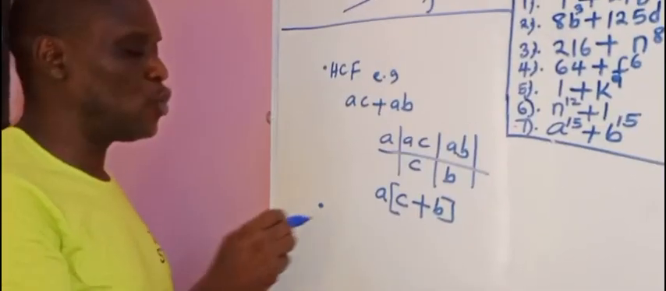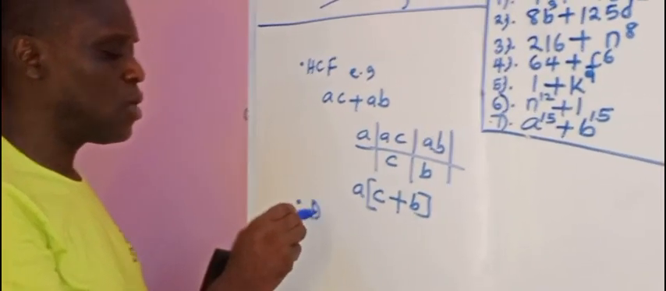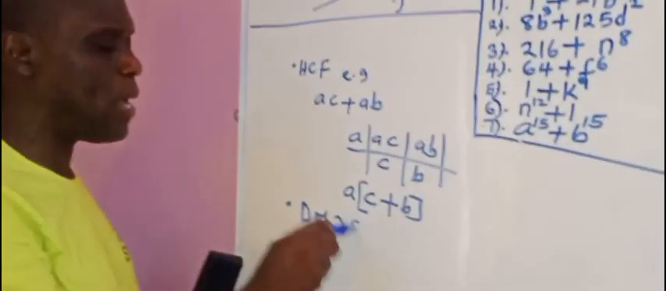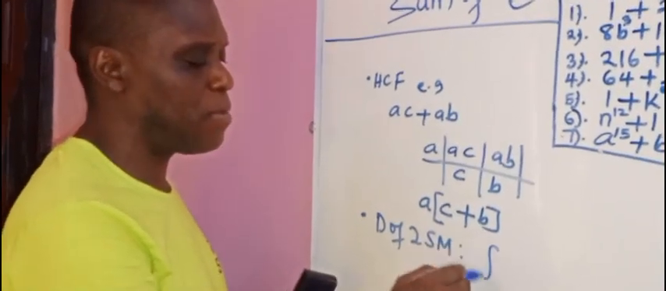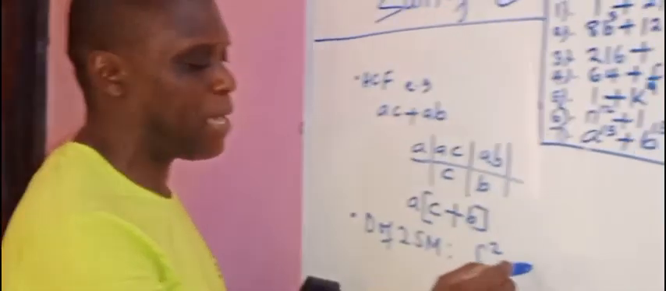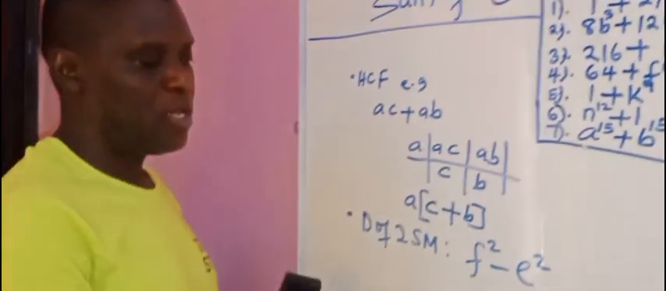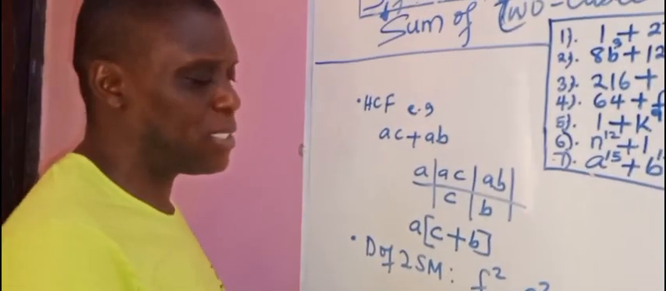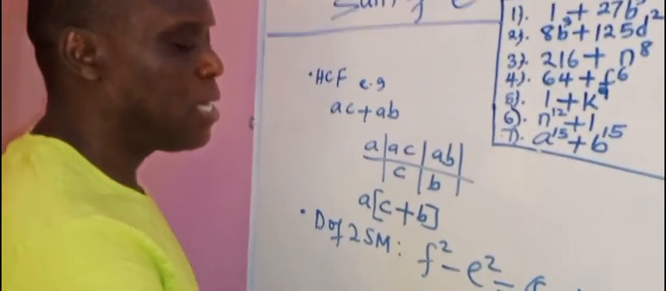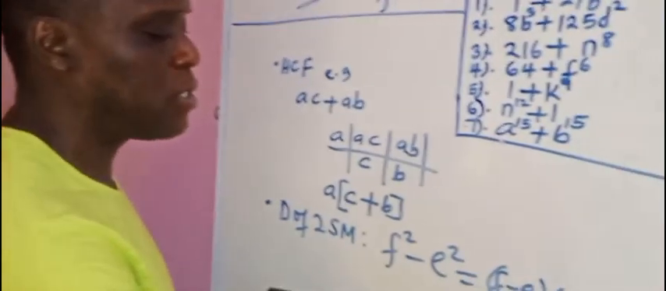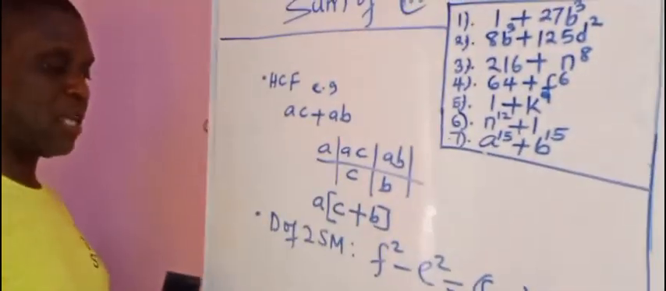Then we went ahead to look at the difference of 2 squares method. That is when 2 things are squared and separated by minus. We were able to see that this can be factorized as F minus E, then F plus E. I think you can recall that. That's video 2 on factorization.